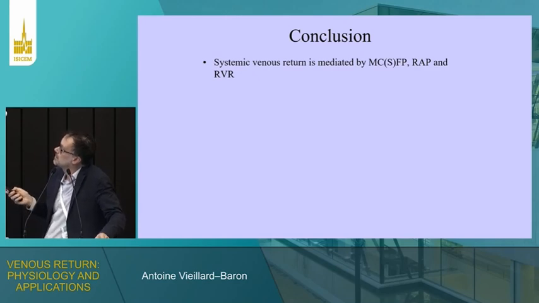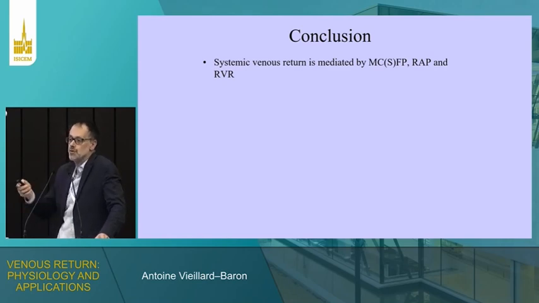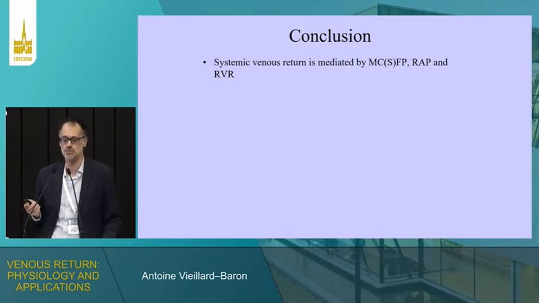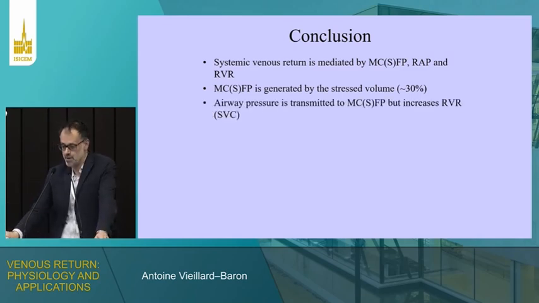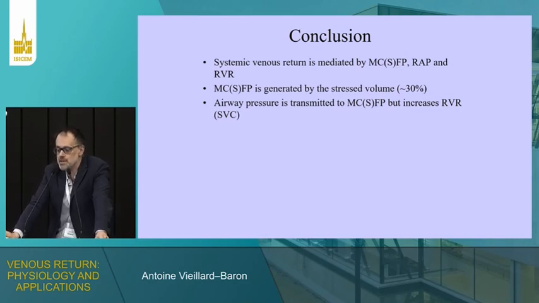And I think this is my slide of conclusion. Systemic venous return is mediated by the mean systemic filling pressure, the right atrial pressure, or the CVP. This is the same, and the resistance to venous return. The mean systemic filling pressure is generated by the stressed volume, which is around 30% of the total predicted blood volume of the body. The airway pressure is transmitted to the mean systemic filling pressure, but the increase in the resistance to venous return, that you may look at by visualizing the respiratory variation of the SVC, may act.